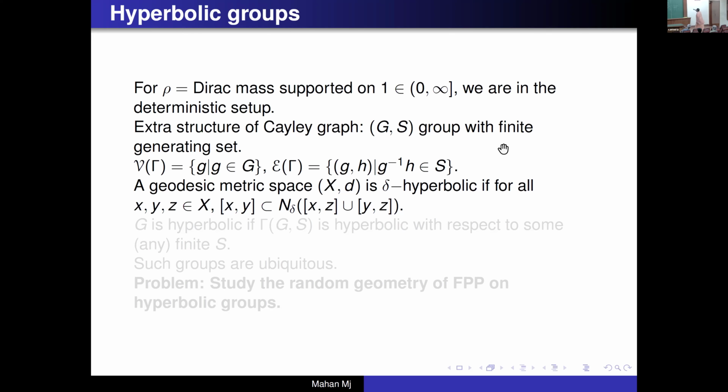So what is the simplest example? The simplest example is a tree. With A, B, and C, you take delta equal to 0. It's the zero neighborhood of this side union this side, and it contains the third. The hyperbolic plane, H2 or Hn, are instances where you can actually calculate it. It's log 2 or something.